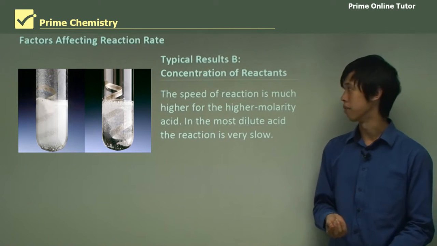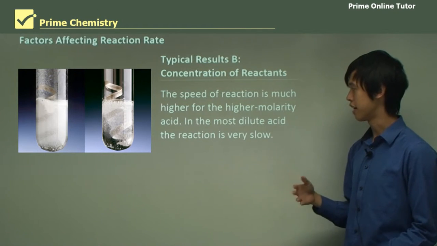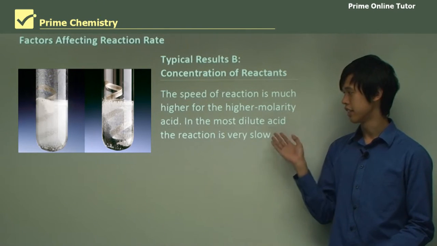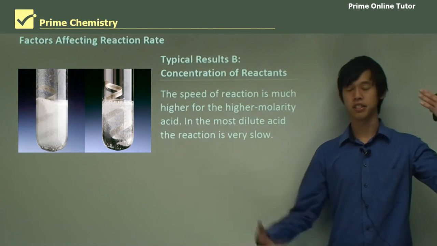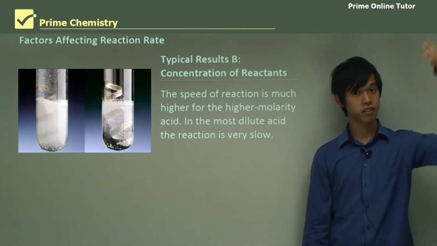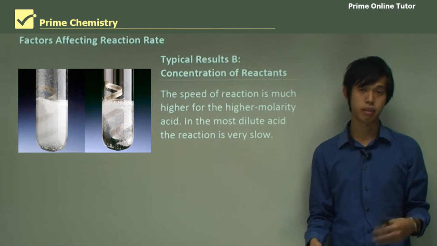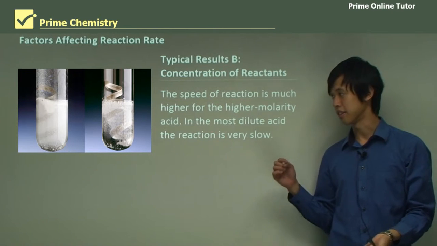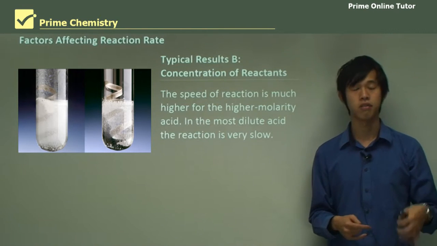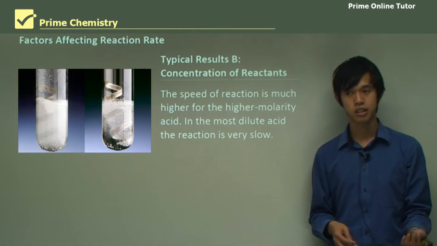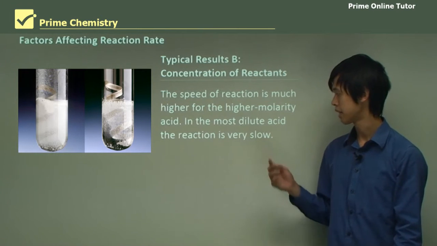In experiment B, concentration of reactants, the speed of reaction is much higher for the higher molarity acid. In the most dilute acid, the reaction is very slow. So for the very concentrated acid, as I showed you before, the reaction rate will be very high, and for the very dilute acid, it'll be very low. And that can be seen by the bubbles, and also by the speed at which the magnesium dissolves. Okay, so the magnesium will dissolve very quickly in the very concentrated acid, and it will dissolve very slowly in the very dilute acid.